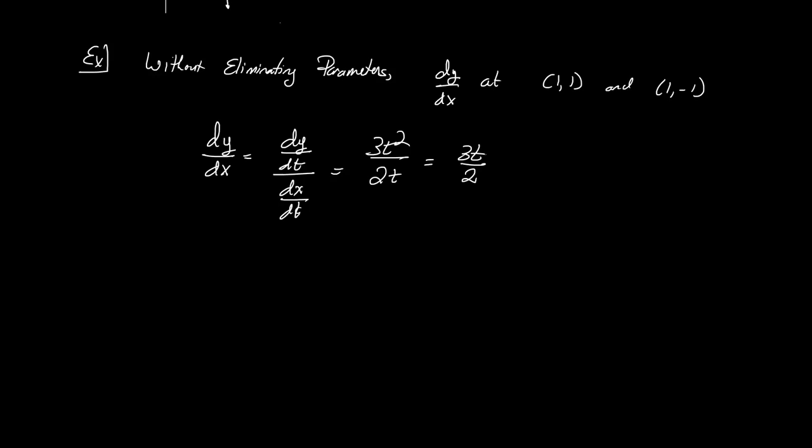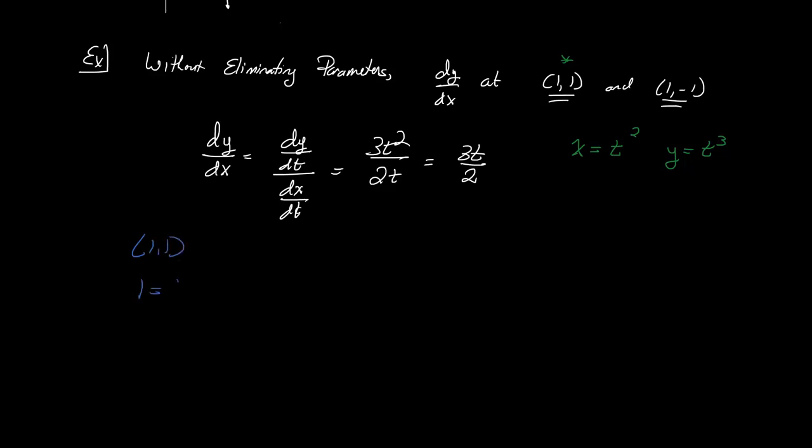But notice this is a relation of the parameter t, and we have this in terms of x and y. So going back to our original relation, we have x equals t squared and y equals t cubed. Let us look at our first point, 1, 1.